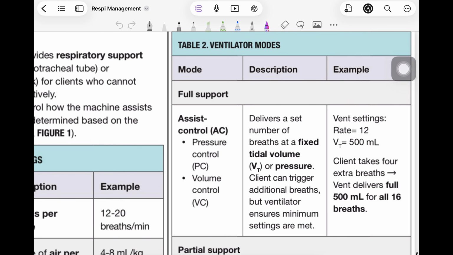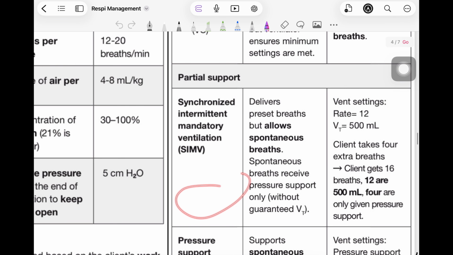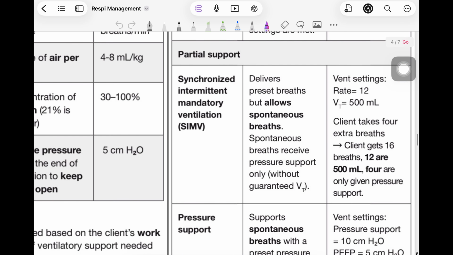Okay? Next, we have partial support. And under partial support, we have the SIMV or the Synchronized Intermittent Mandatory Ventilation. Dito naman guys, ginagamit siya kapag yung pasyente ay pwede nang mag-recover. Kasi medyo decrease na yung amount ng support dito. Kasi nga, di ba, partial support. The ventilator or the machine will still give mandatory breaths. But now, the patient is allowed to breathe on their own. Kaya nga, synchronized intermittent mandatory ventilation.